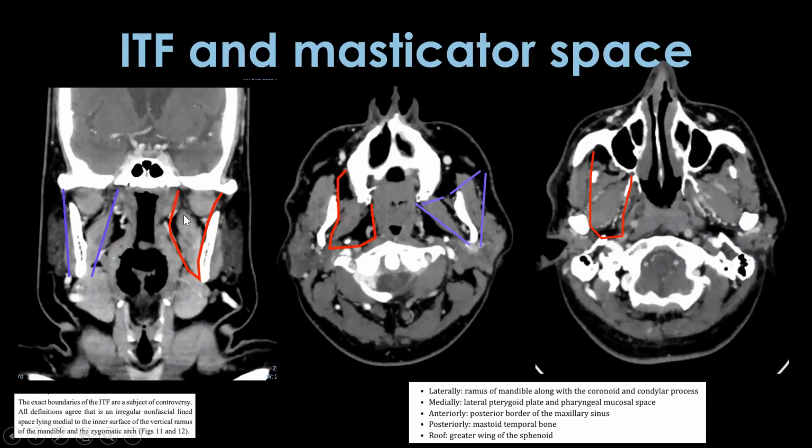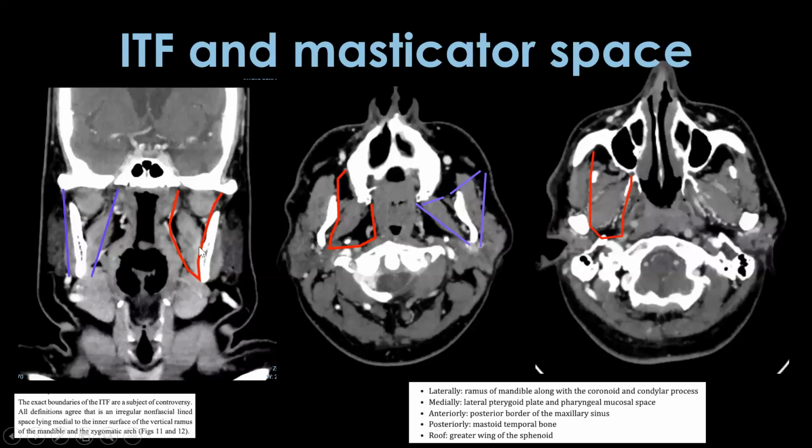While the infratemporal fossa, the difference between the masticator space and infratemporal fossa, the exact anatomy and the exact extent, because it is a non-fascia-lined space, is a little bit controversial. But for practical purposes, it is considered as the space medial to the vertical ramus of the mandible. So the ramus of the mandible and the masseter are not included in the infratemporal fossa.